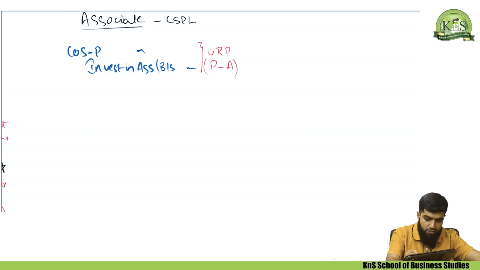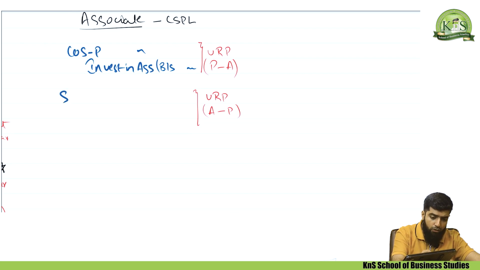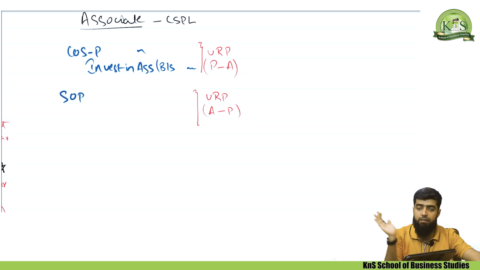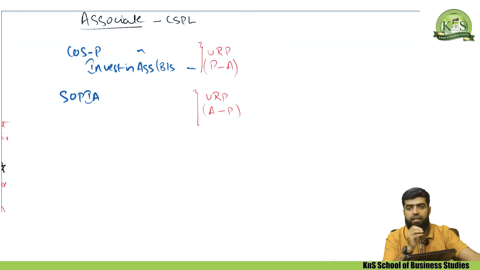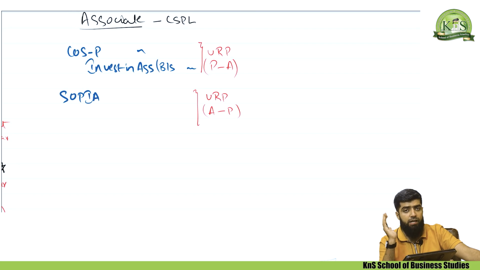In the other scenario, where the unrealized profit arises because the associate sold goods to the P company, how will this unrealized profit be eliminated? The profit will be eliminated from the associate company accounts. How will it be eliminated from the associate company accounts? This will be eliminated through share of profit in associate.